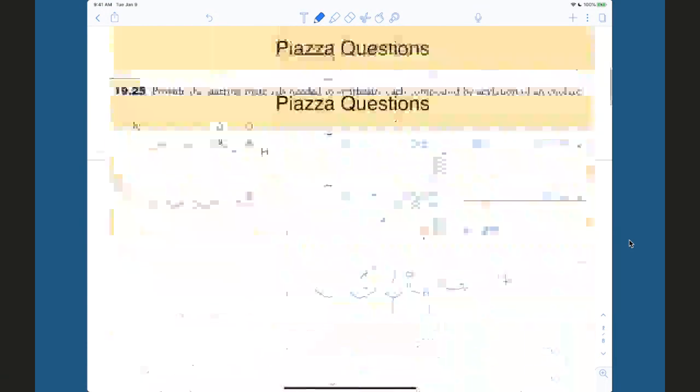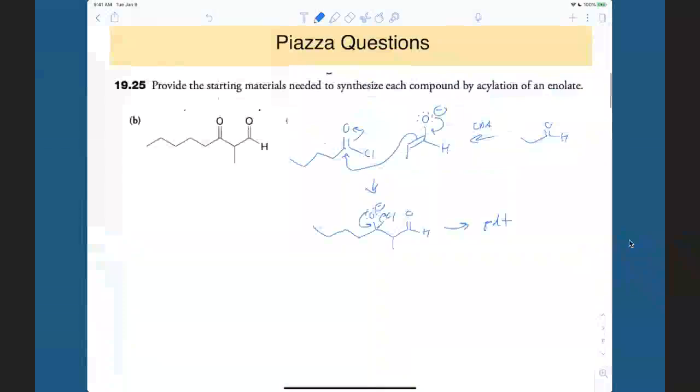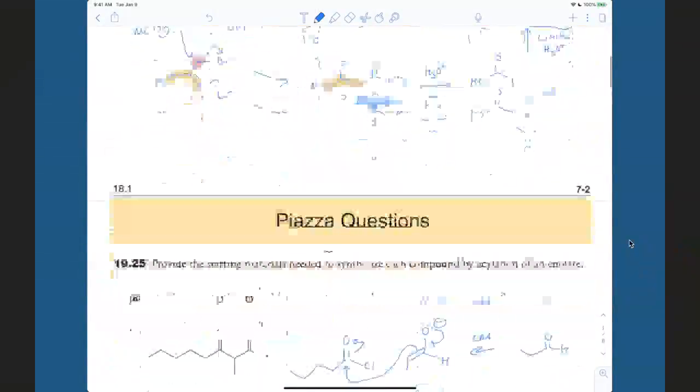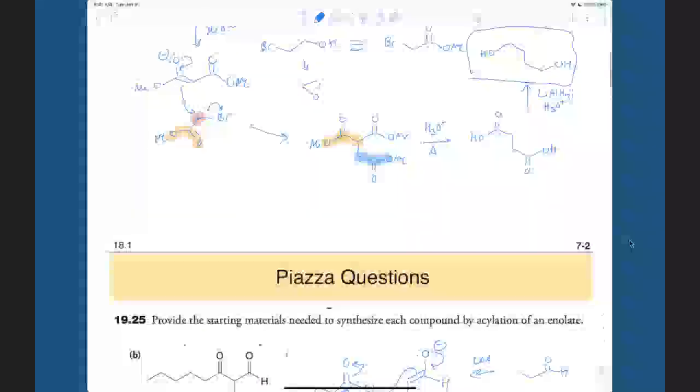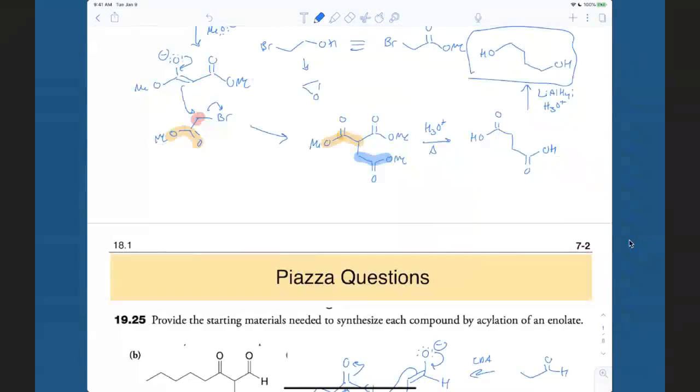Back to number 11. If you have an equal, so this is referring to number 11. The question is, why is deprotonation irreversible for the favored product? The favored product is a 1,3-dicarbonyl. It's a keto ester. And so if you compare the pKs of like methanol to a keto ester, the equilibrium will be hugely favoring the deprotonated state.